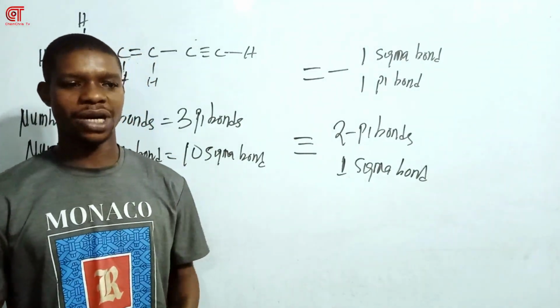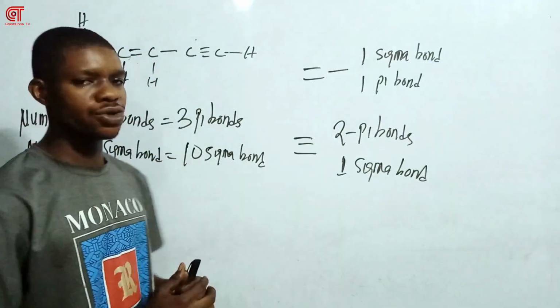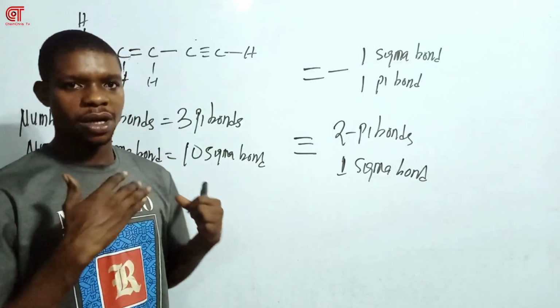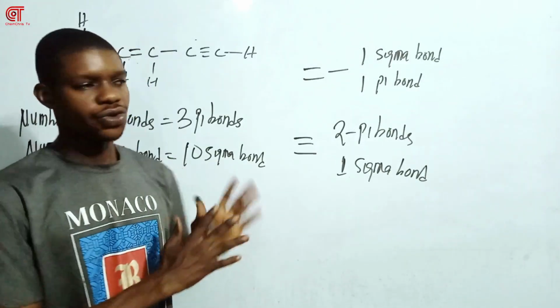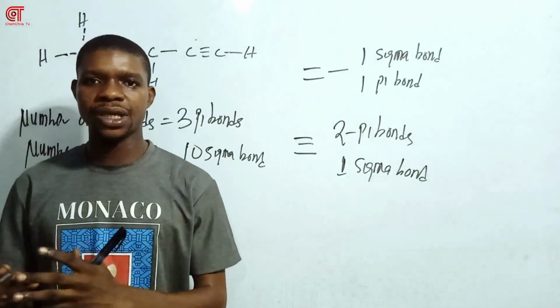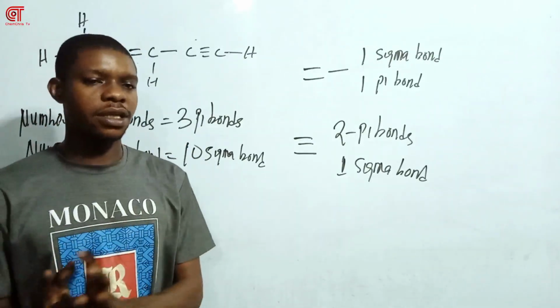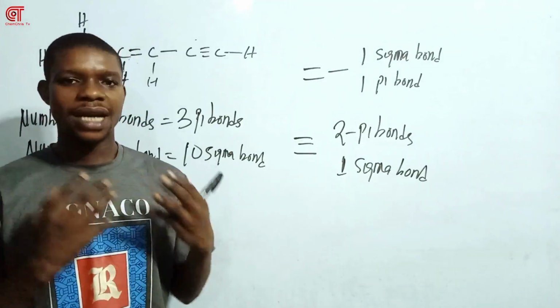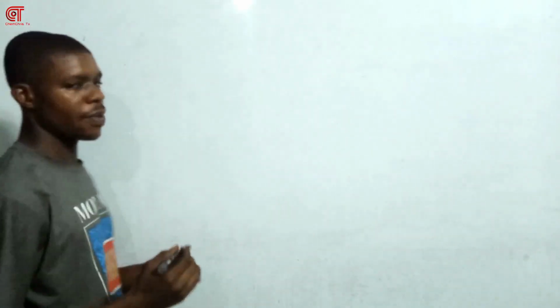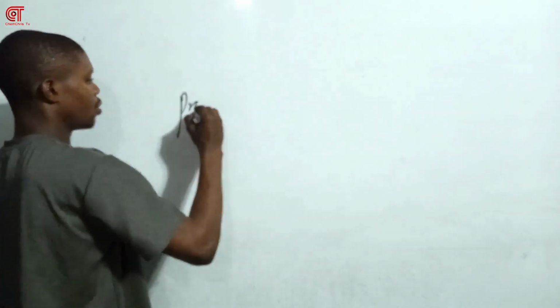This will be a long video, and I believe you have understood so many things in it. These are things you really want to understand when it comes to hybridization. What type of hybridization occurs in propyne? Sorry, what type of hybridization occurs in propyne?